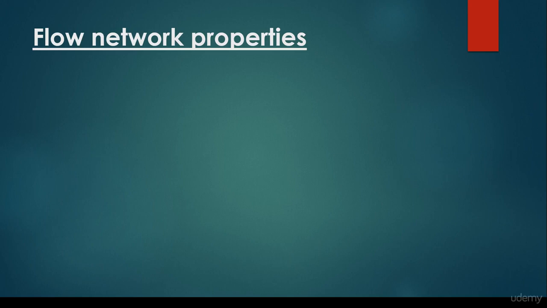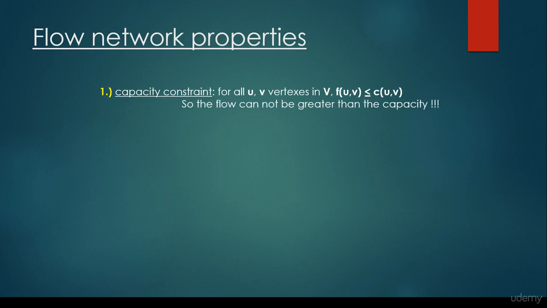Hi, in this video we are going to talk about flow network properties. So, let's get started. Basically, the first and maybe the most important constraint or property is the so-called capacity constraint.